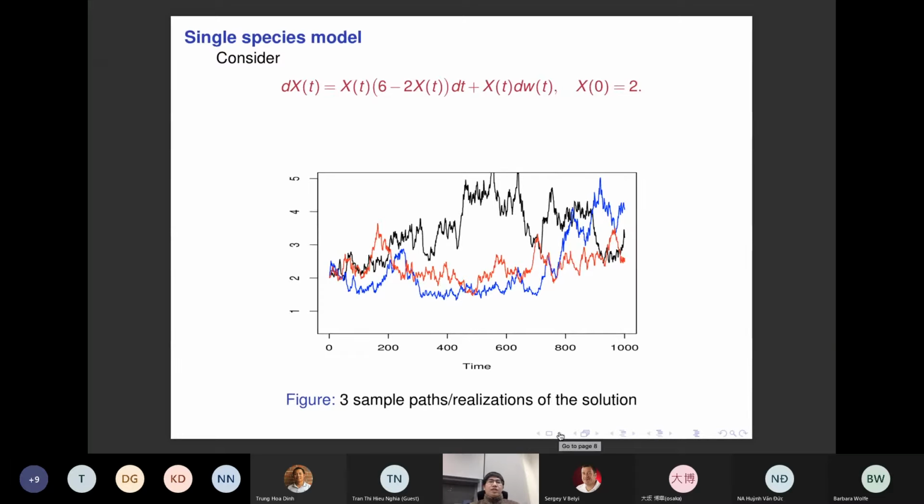Okay, so let me show you some simulations for this single species model. Here we have 3 sample paths. Of course, we have noise. In this case, we have c equal to 1. So the path is non-smooth.